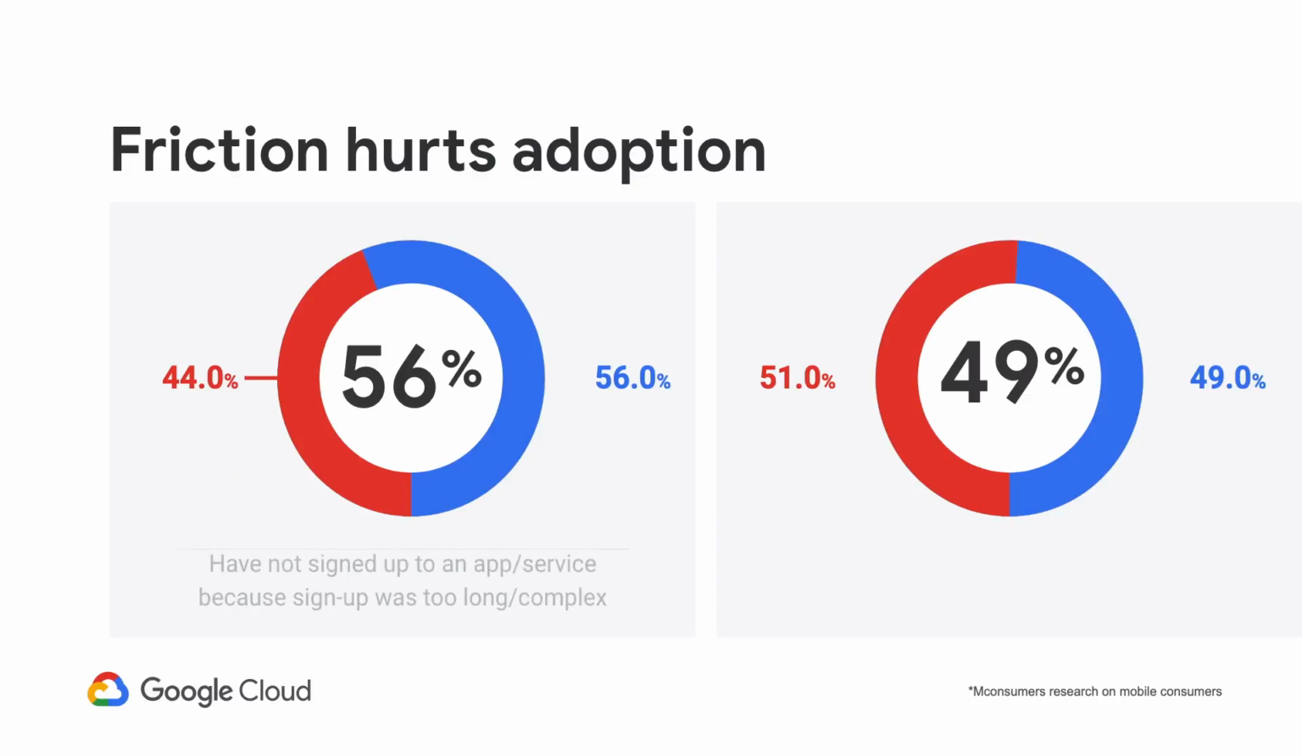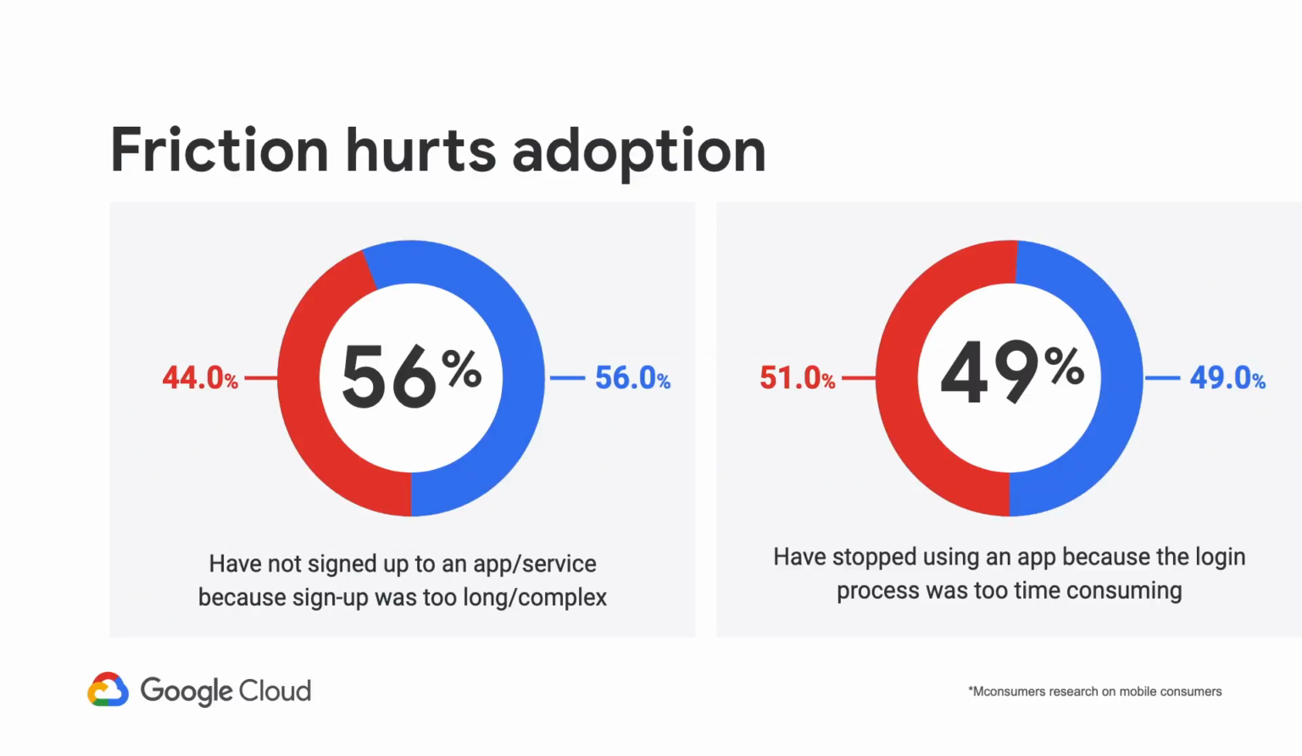And importantly, if you add friction, it may hurt adoption of your service. Based on some surveys that we've observed, 56% of people have not signed up to an app or service because the sign up was too long, too complex, too difficult. They've dropped out as part of that process. 49% have stopped using an app because the login process was too time consuming. So they've created an account, they've onboarded into your application, but they don't keep coming back because it's too hard to get access to the services that you're offering. So these are points of friction that we want to reduce, not just for the first time people come to your application, but also to keep them as customers for life using your service.